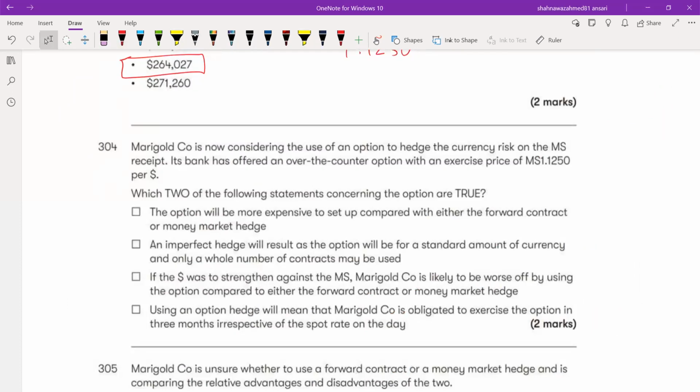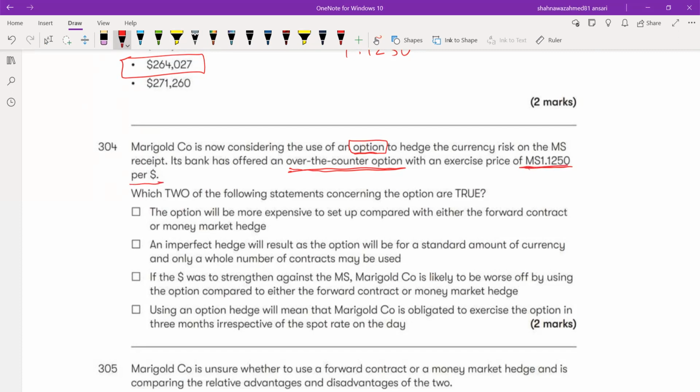Another question is, Marigold Co is now considering the use of an option. An option is a right, but not the obligation, to either buy or sell currency. So Marigold is now considering the use of an option to hedge the currency risk. Its bank has offered an over-the-counter option. Options can be tailor-made, which is over the counter, or exchange traded, with an exercise price of 1.1250 per USD.